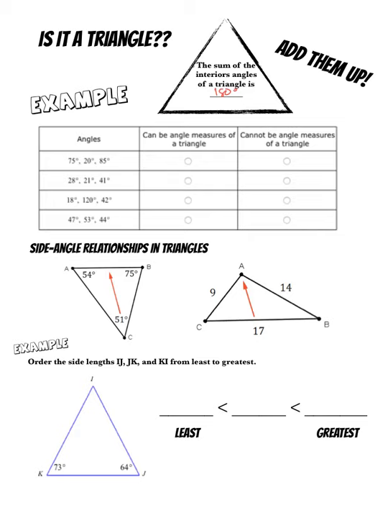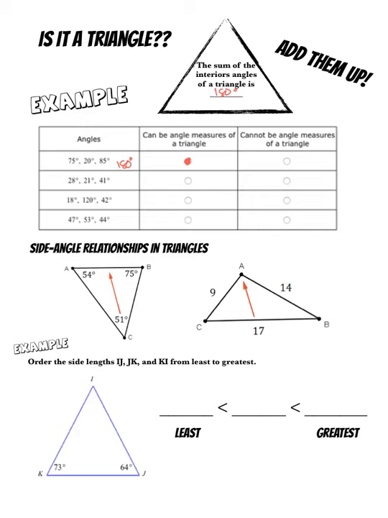So if I've got 3 angles, how do I determine if they can be the measures of a triangle? I add them. So, got my calculator handy: 75 plus 20 plus 85 equals 180 degrees. So yes, these can be angle measures of a triangle.